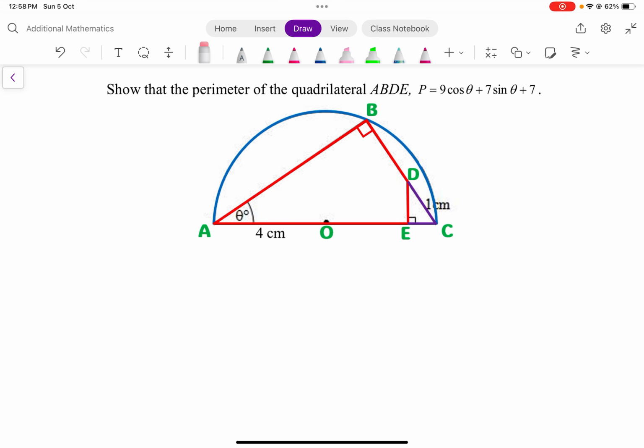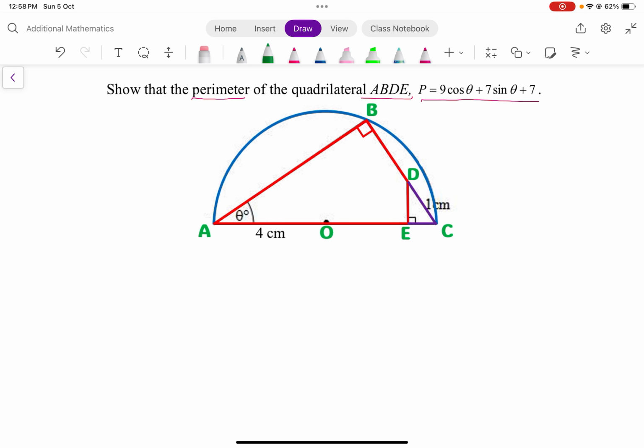Now today in this lesson, we are going to show that the perimeter of this quadrilateral ABDE is equal to this given expression given by P. Now for a question like this, this is usually related to our formula. So before we move on to prove for P, let us understand the diagram.